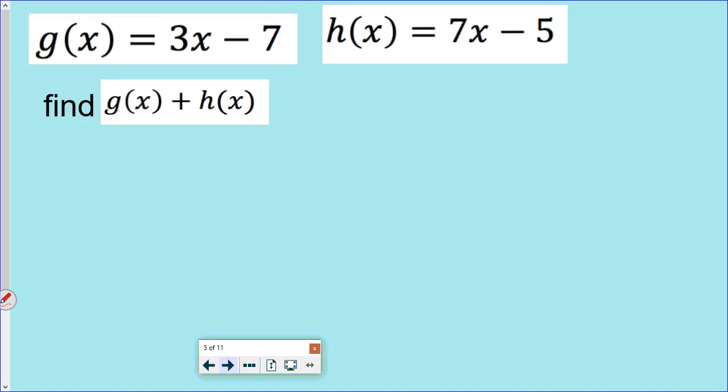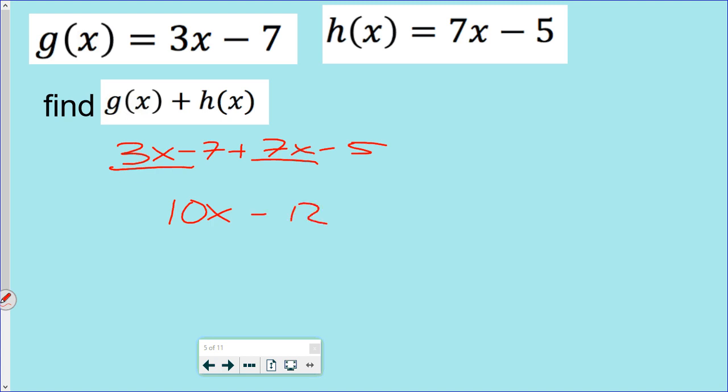All right, so it says take g of x first: 3x minus 7, plus h of x: 7x minus 5. Combine my terms. I just go ahead and combine them. I don't have to move anything over. 3x and 7x gives me 10x, negative 7, negative 5, negative 12. The function is g of x plus h of x.